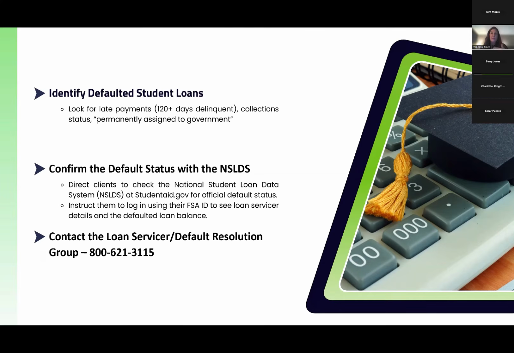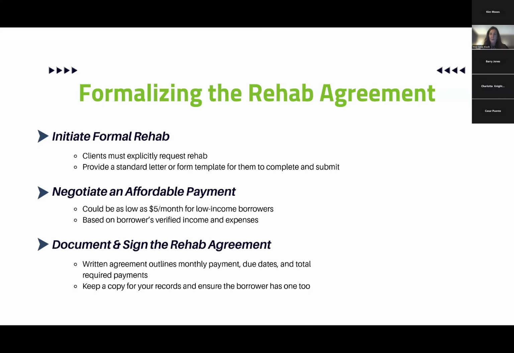So, and you just need to have a client call and find out. Okay, but take this number down. This is an important number that you're going to use a lot right now. This is the default resolution group number, and that's the number that they're going to need to call to get the rehab agreement. Okay, so they have to ask for a rehab program.